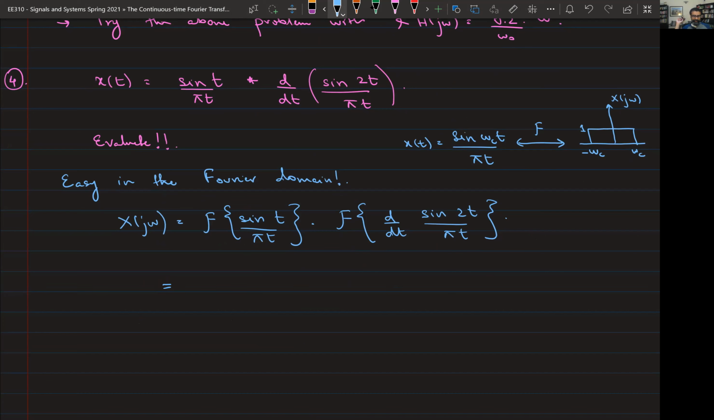So what is the Fourier transform of sine t divided by pi t? Let me just sketch this graphically. Here omega c is 1, and from minus 1 radians to plus 1 radians, the height is equal to 1. And this is being multiplied by j omega, since the derivative in the time domain is equal to multiplication in the Fourier domain by j omega, multiplied by this one, which goes from minus 2 to plus 2, and the height is 1.